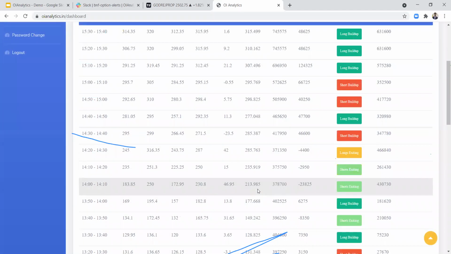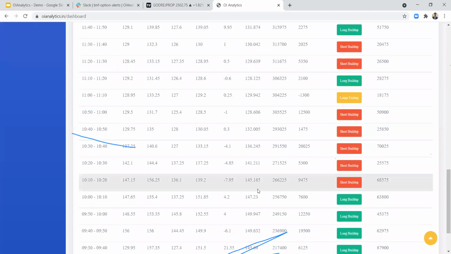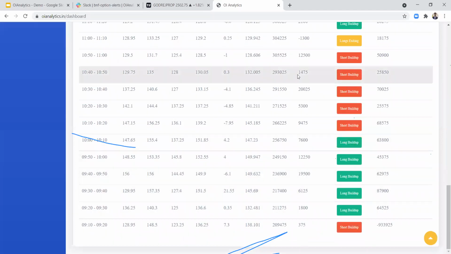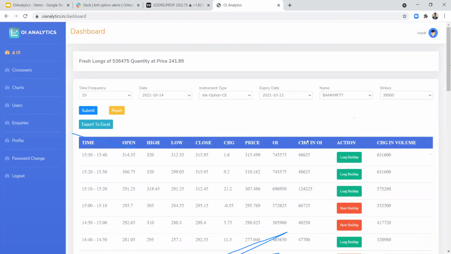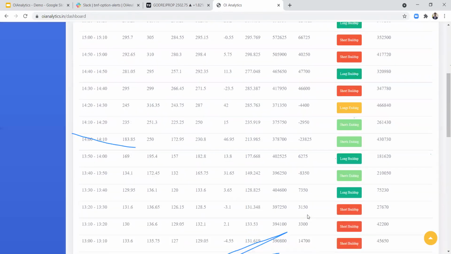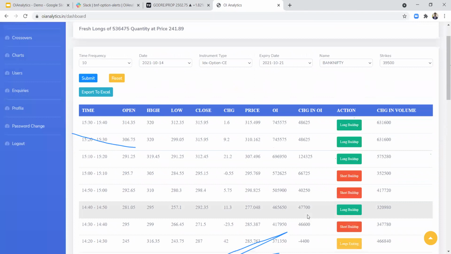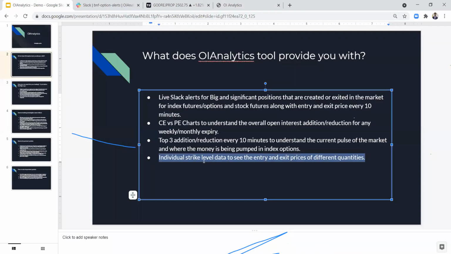Also, you can see at what price major quantities are added. If you see, this is the column where quantity will come, change in OI, right? Here, if you see, the highest quantity of the day came in at 124,000, closing of the market around 320, right? So you can also check that. So that is what this feature is about. Individual strike level data to see the entry and exit prices of different quantities, right?